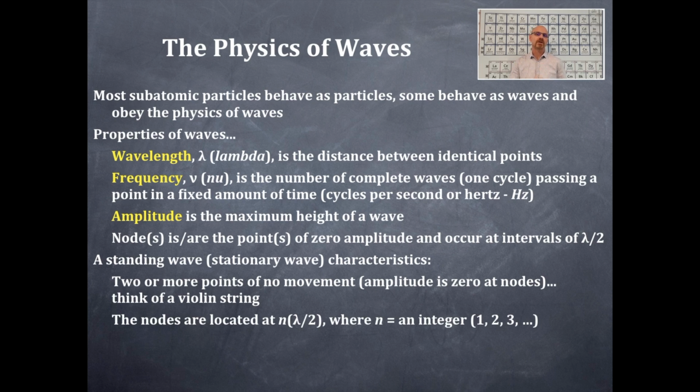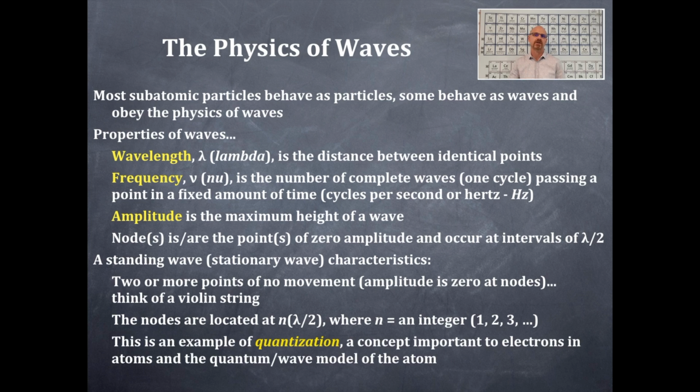Okay, the nodes are located at n times the wavelength over 2, where n are whole positive integers, 1, 2, 3, 4, 5, 6, 7. That's going to play a very important role here in just a moment. This is an example of the quantization of energy, a concept important to electrons and atoms in the quantum wave mechanical model of the atom, which we're going to be discussing here in a little bit. Not today, but pretty soon.